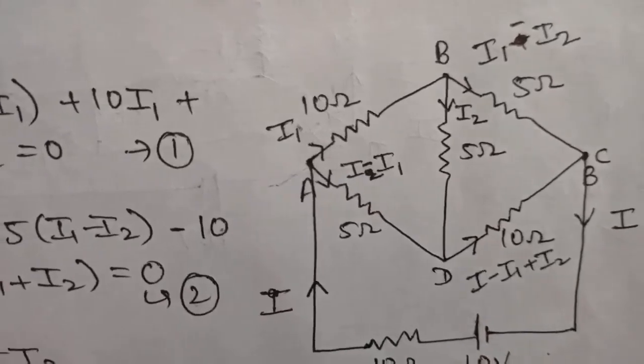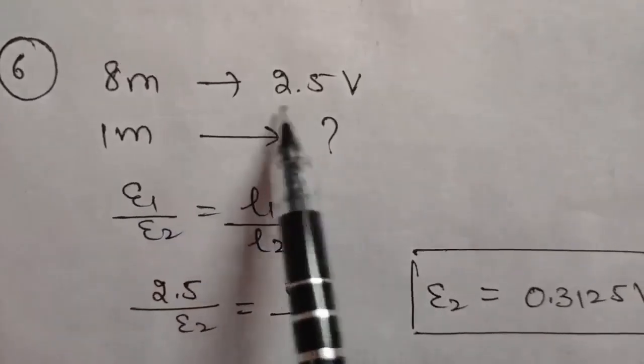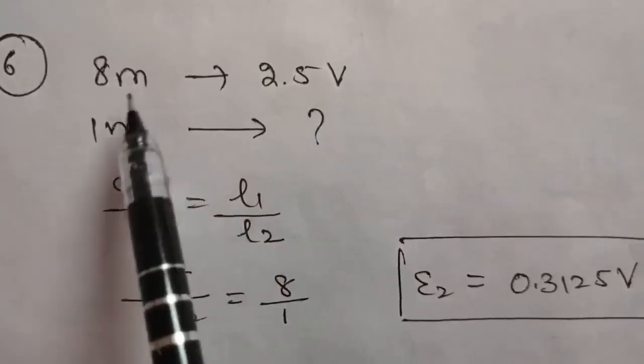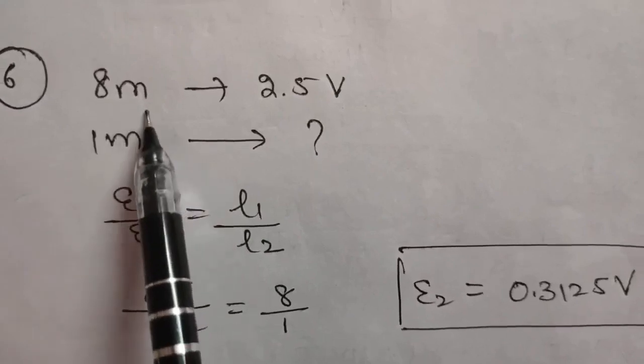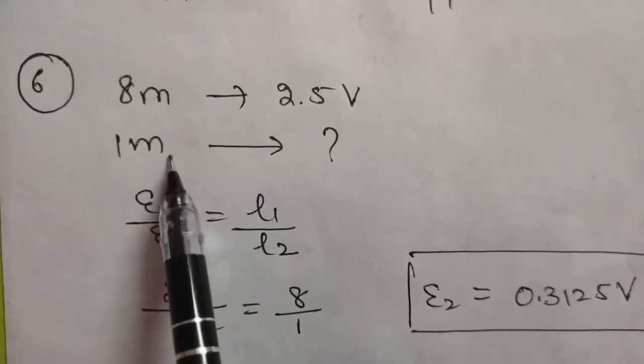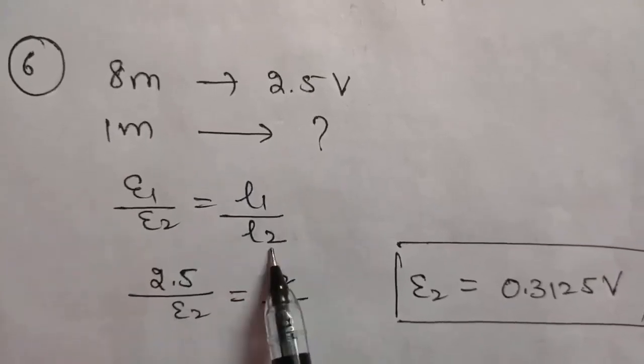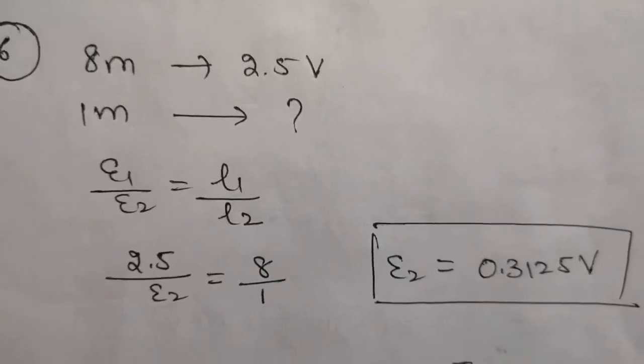Okay, so the sixth question is a simple question. It says for a 2.5 volt EMF of cell, we have a balance point at 8 meter. When the balance point is coming at 100 centimeter, that is 1 meter, what will be the value of EMF? So just use E1 upon E2 is equal to L1 upon L2. From there you will get the value of E2.